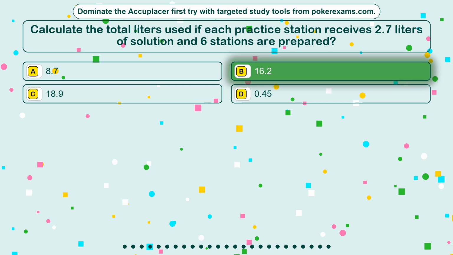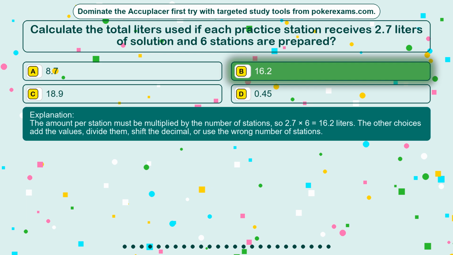The correct answer is option B, 16.2. The amount per station must be multiplied by the number of stations, so 2.7 times 6 equals 16.2 liters. The other choices add the values, divide them, shift the decimal, or use the wrong number of stations.